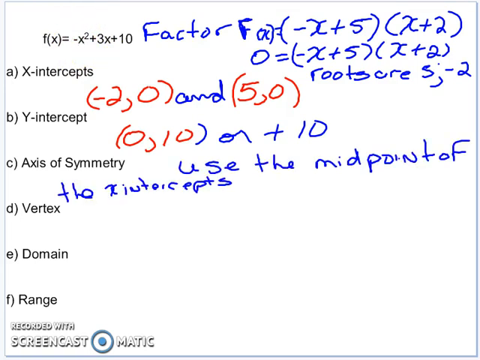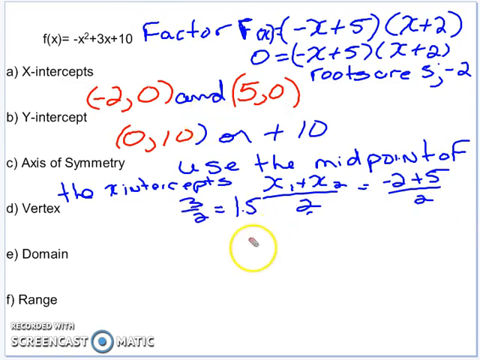So I'm going to use the midpoint of the x-intercepts to solve this. I take my two values from the x-intercepts, negative 2 and 5, and put them into my midpoint formula, which is x1 plus x2 divided by 2. I have negative 2 plus 5 over 2, and that's 3 over 2, or 1.5. So that tells me that the equation for the axis of symmetry is x is equal to 1.5.